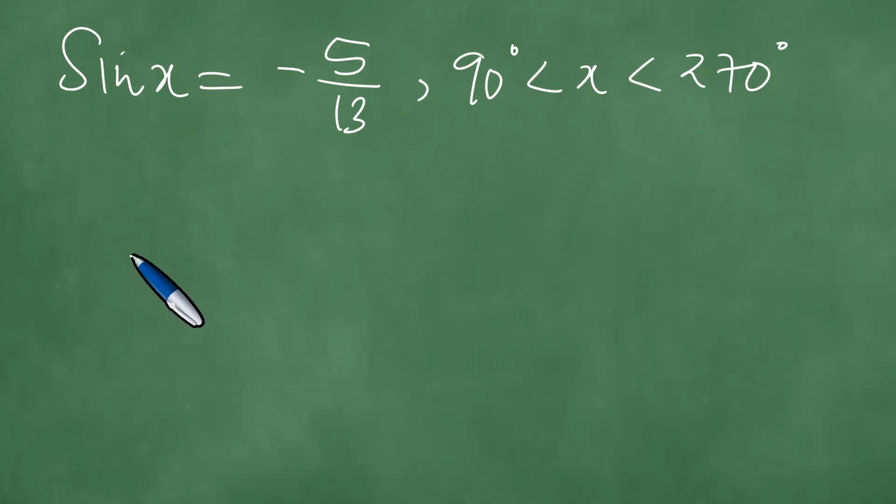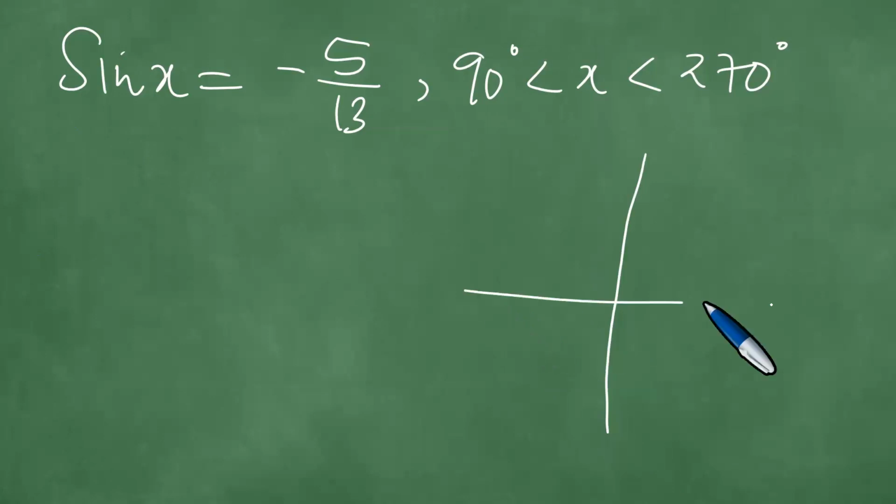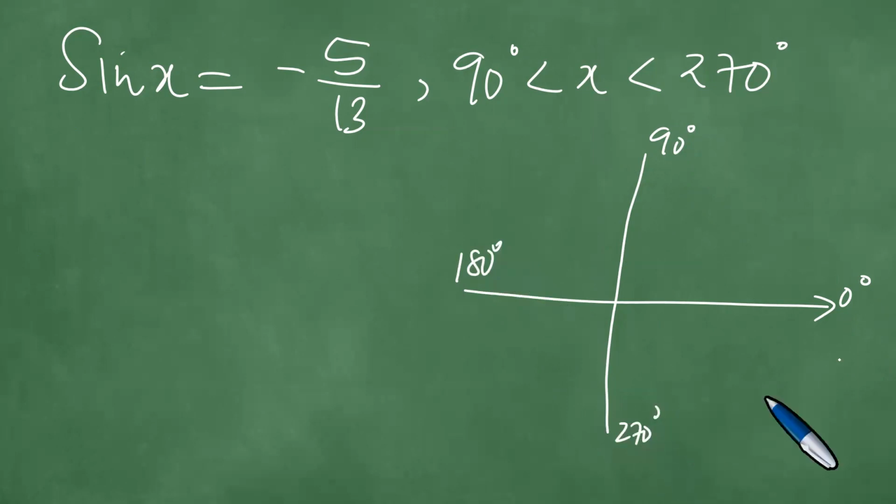Now, what do we do with this? We need to draw a diagram. How do we draw the diagram? In drawing the diagram, we draw a vertical line and we draw a horizontal line. And we need to recall the 90 degrees, 0, 90, 180 degrees, 270 degrees, but also remember the 360 degrees. So note these things.